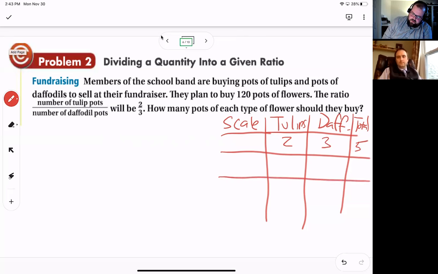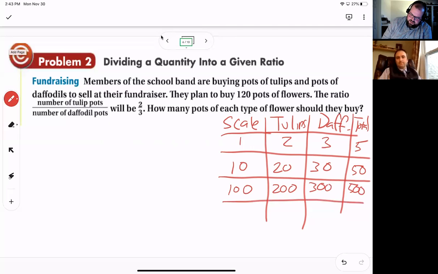So I might bump this up. That'd be a scale of 1, and maybe do 20 and 30. That'd be a scale factor of 10, but that's only 50. So I might bump this up again, and I don't know, maybe do 100. That'd be 200 and 300. That's way too big.